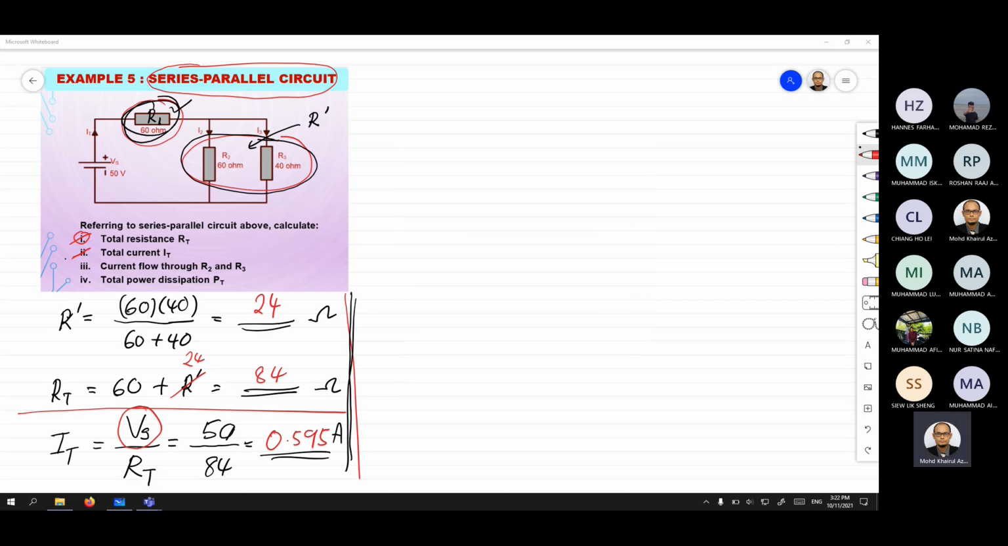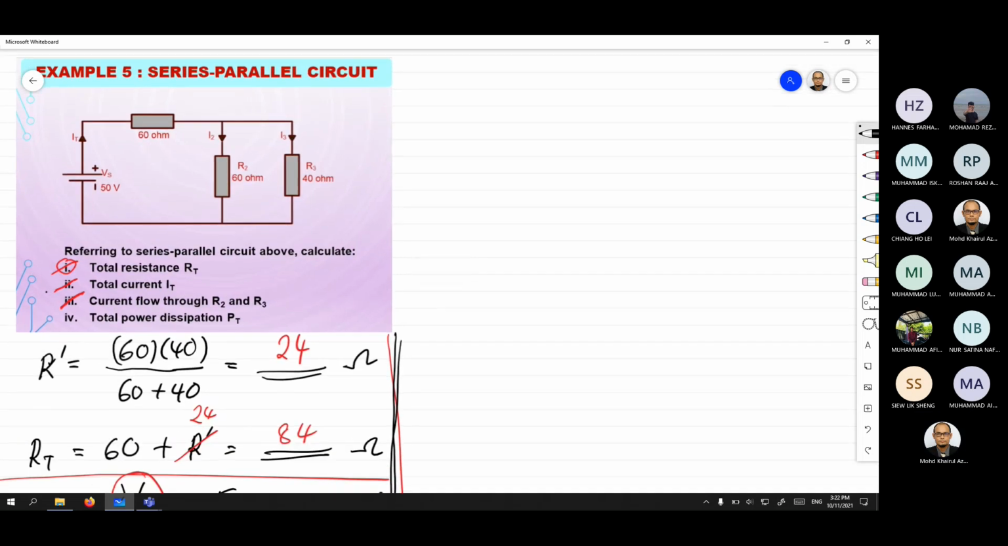And then number 3, to calculate the current flow through R2 and R3. Meaning to say, we want to find the value of this current. The current through R2 is I2, and the current through R3 is I3. Meaning it asks us to find I2 and I3. Alright. Remember that we are using the current divider method. Do you still remember? Current divider method.